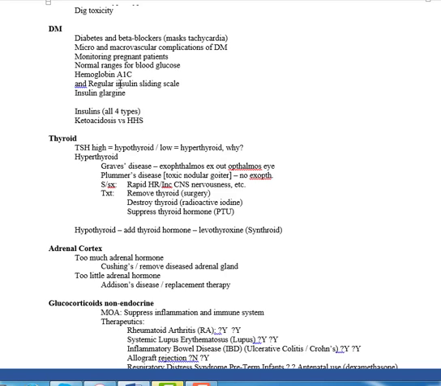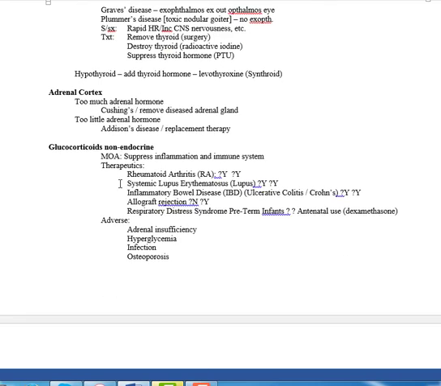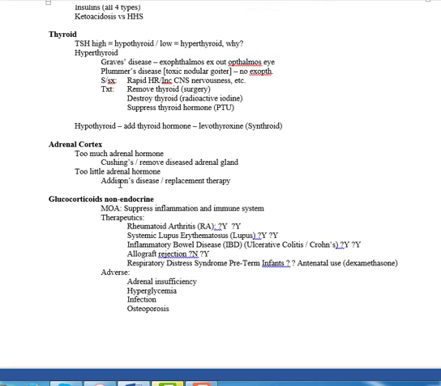Hypothyroid, so we add thyroid hormone once they're hypothyroid, and levothyroxine, and the brand name, of course, synthetic thyroid. That's where Synthroid comes from. Just like thyroid, just like diabetes, we're just talking about too much or too little of something. So too much adrenal hormone, we're talking about Cushing's, and we may need to remove the diseased adrenal gland. Where we have too little adrenal hormone, we talk about Addison's disease and maybe replacement therapy.